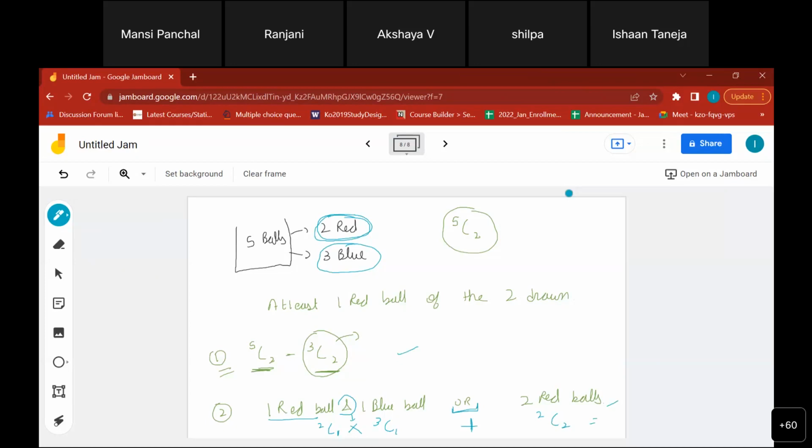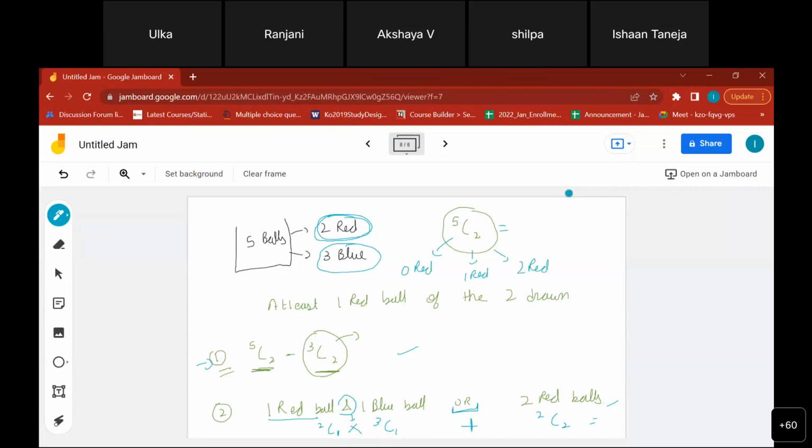In the first way, won't that also include when both red balls are not chosen? Yeah, it will also include. See, total ways are 5C2. In the total ways, the cases are you have 0 red ball, 1 red ball, 2 red balls.